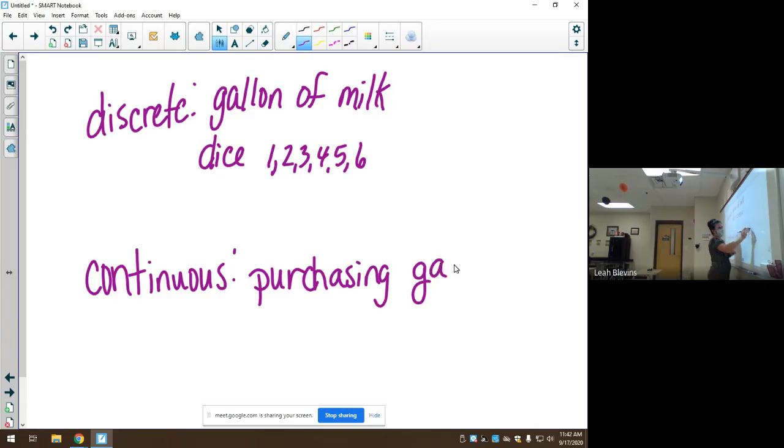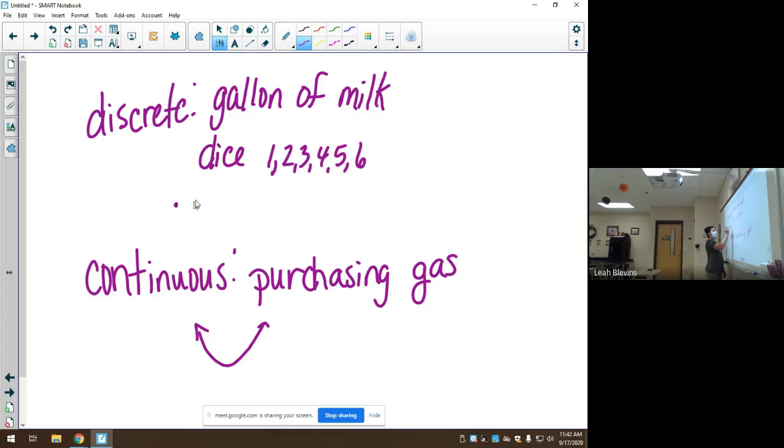Purchasing gas. If I squeeze the handle, I can put in little droplets of gas. I could put in a whole gallon. I could put in a part of a gallon. Does that make sense? So this is continuous. When I graph it, there's no breaks in the graph.